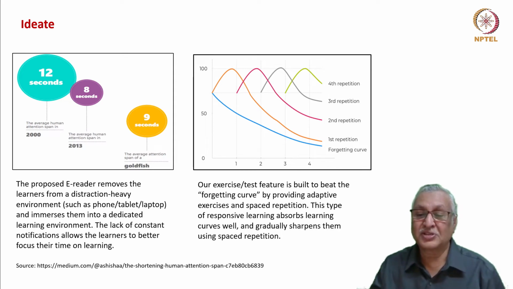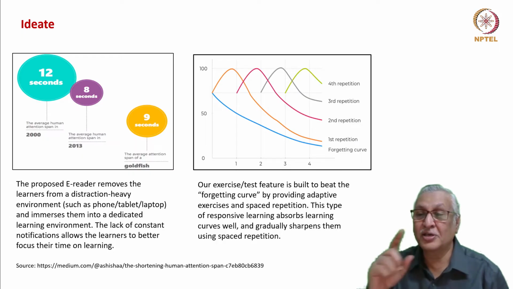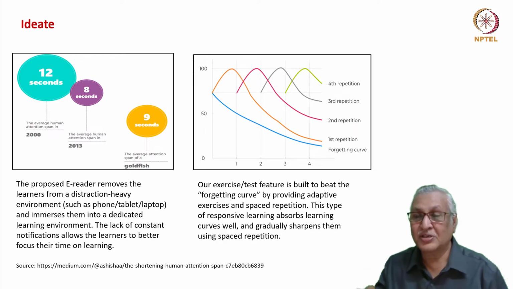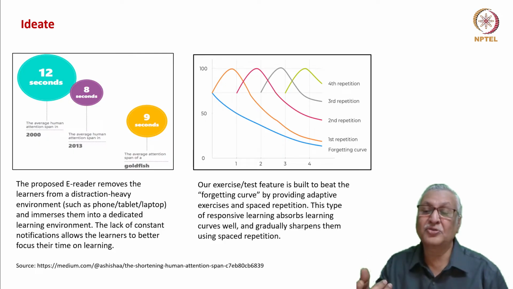The lack of constant notifications allows the learners to better focus their time on learning. The team's exercise and test feature is built to beat the forgetting curve by providing adaptive exercises and spaced repetition. This type of responsive learning absorbs learning curves well and gradually sharpens them using spaced repetition. So you have these curves: the forgetting curve, the first repetition, the second repetition, the third and the fourth. And when you reach the fourth repetition, you are able to have constant and consistent recall capability. So this is what this adaptive learning attempts to do by enabling a person to beat the forgetting curve.